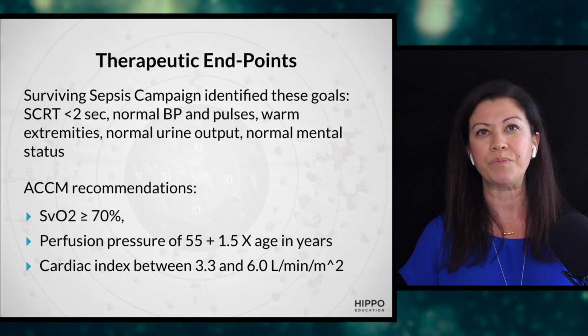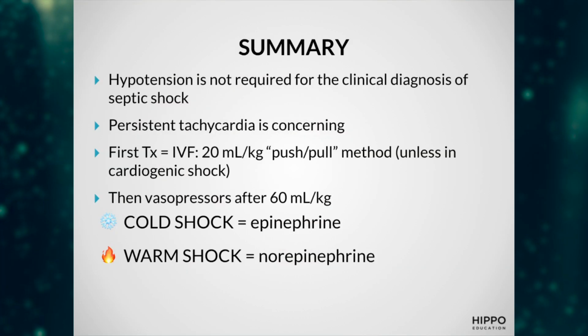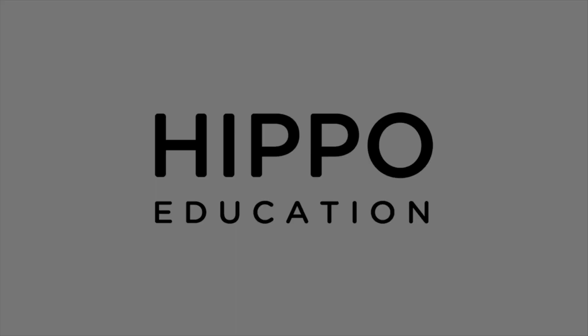Those are your therapeutic endpoints. So in summary, hypotension isn't required for the diagnosis of septic shock in children. That's really important. Persistent tachycardia, particularly when they're not febrile, is always concerning. The first treatment of choice for shock should be 20 cc's per kilo, ideally with that push-pull method. You can give up to 60 cc's per kilo. And Rob, if you are cold, I'm going to give you epi. And de Klerk, for warm shock, I'm going to give you norepi.